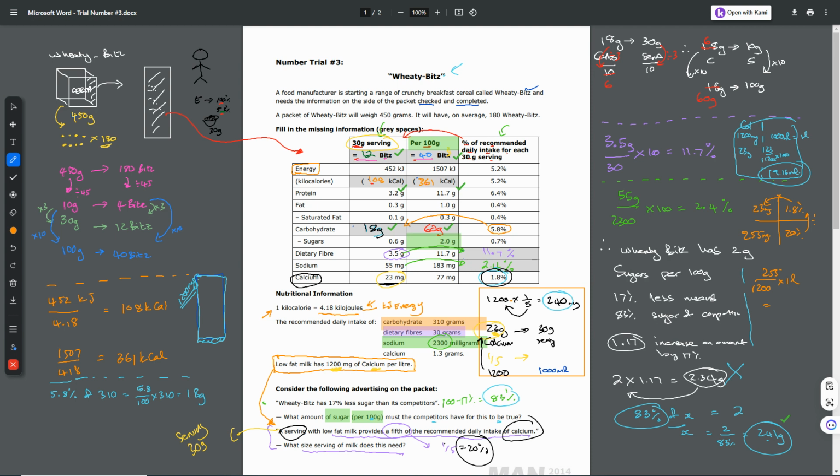So we're going to take that 255.555 divided by 1,200, and then multiply that by 1,000. And that'll come to 212.96 milliliters.